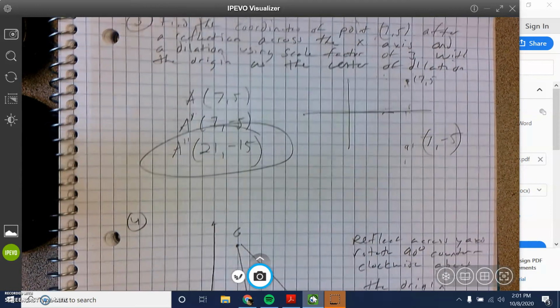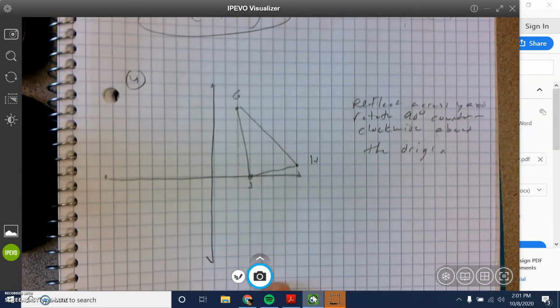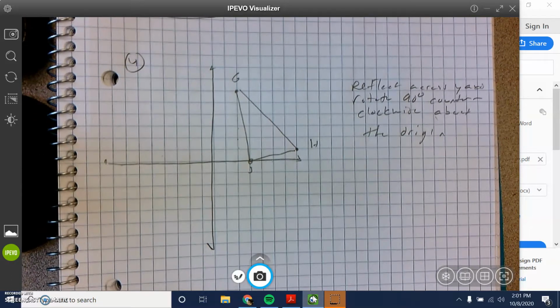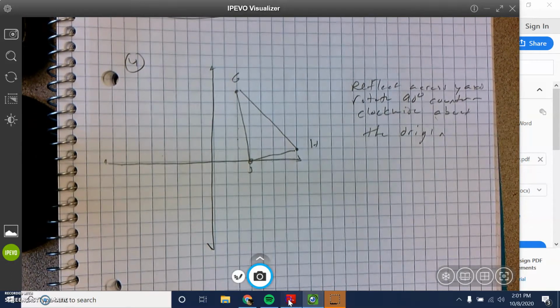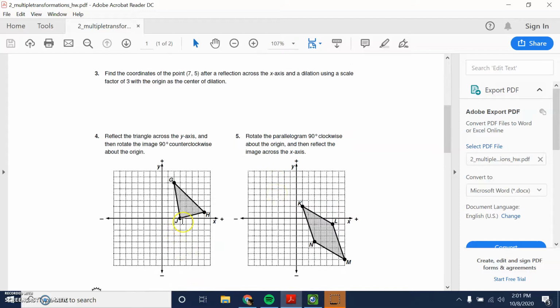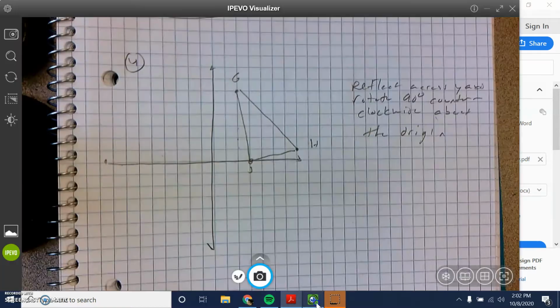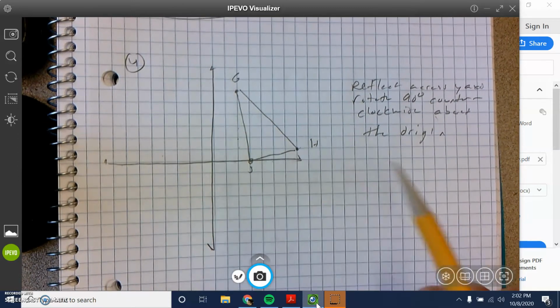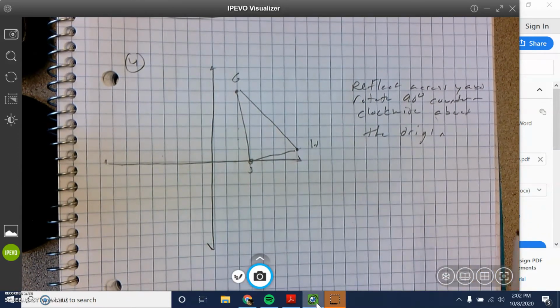All right, last but not least, number 4. Then you're going to try some on your own. So we got number 4 on our PDF. Looks like this. We got J, H, and G. Reflect the triangle across the y-axis and then rotate the image 90 degrees counterclockwise about the origin. All right. So I copied down the same points on my graph paper as I have on the PDF, and here we go.